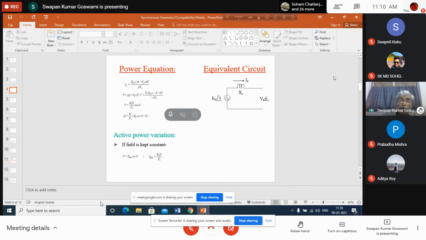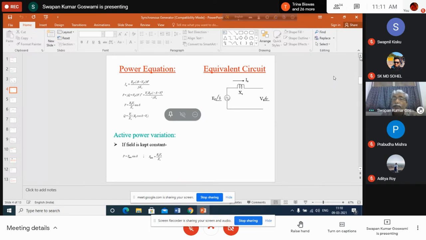Okay, so we now have arrived at this point where we know that delta, that means the phase angle difference between the terminal voltage and the generated voltage, has to be controlled for controlling the active power. And what is this delta?